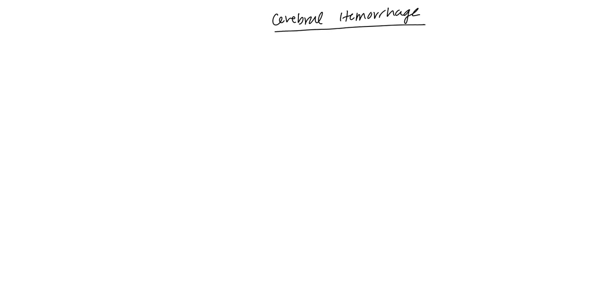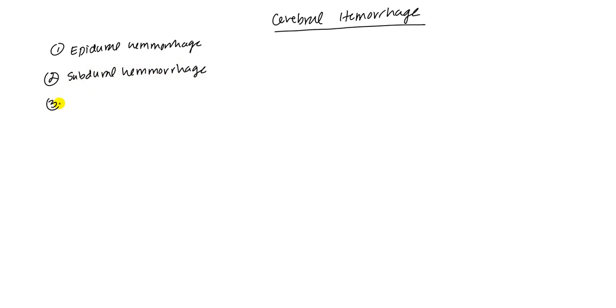So what are the cerebral hemorrhages? There are four main types. The first one is going to be the epidural hemorrhage, which happens within the dura mater, in between the two layers of dura mater. The second type is the subdural hemorrhage, which happens immediately below the dura mater and above the arachnoid mater. The third one is going to be the subarachnoid hemorrhage, which happens under the arachnoid mater. And finally, we're going to have the intracerebral hemorrhage, which happens within the brain.